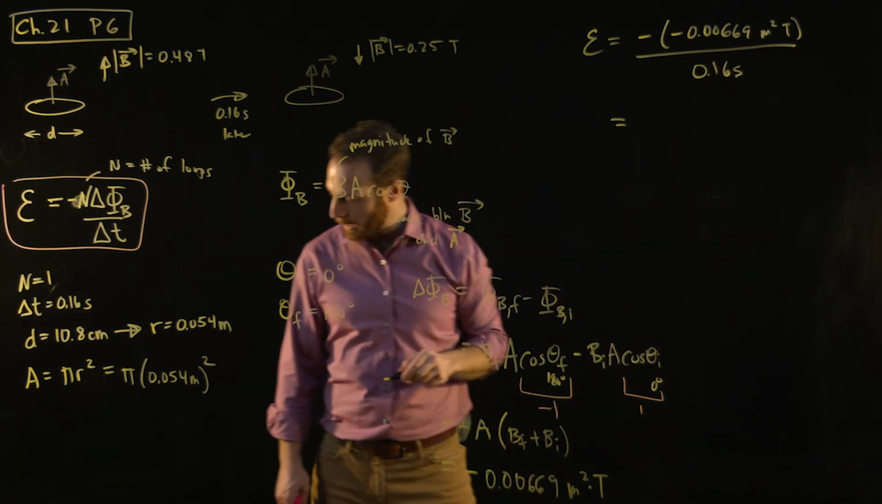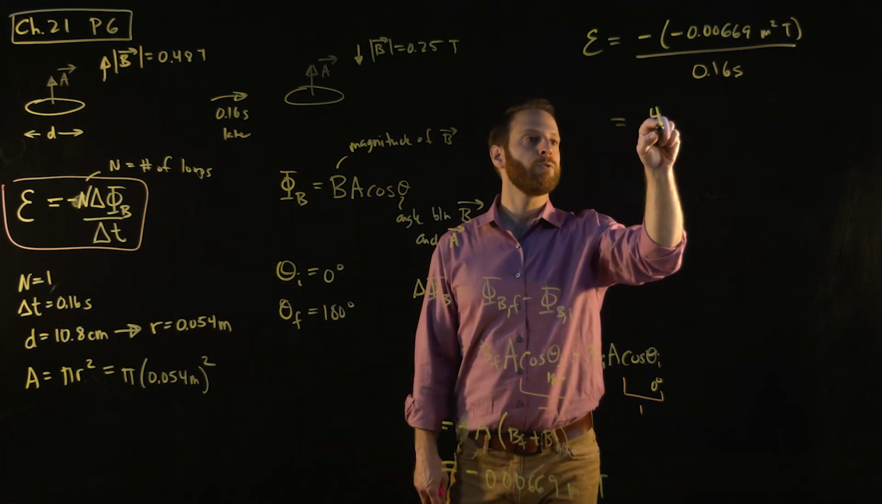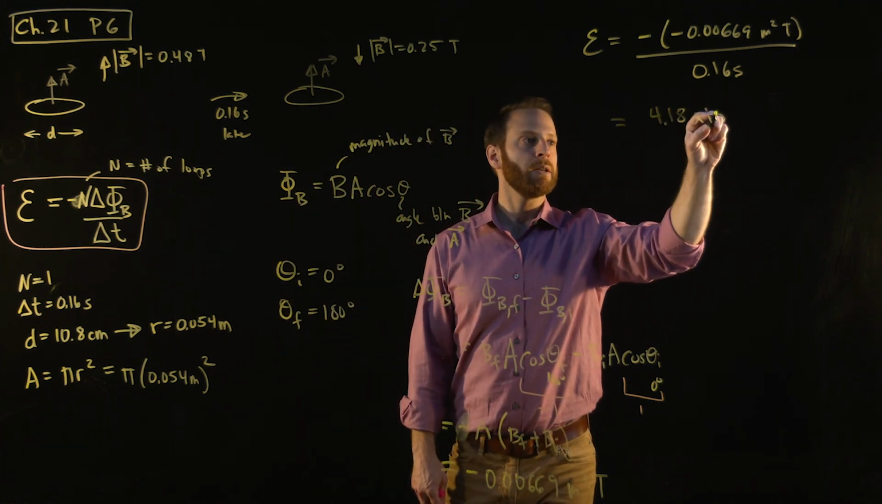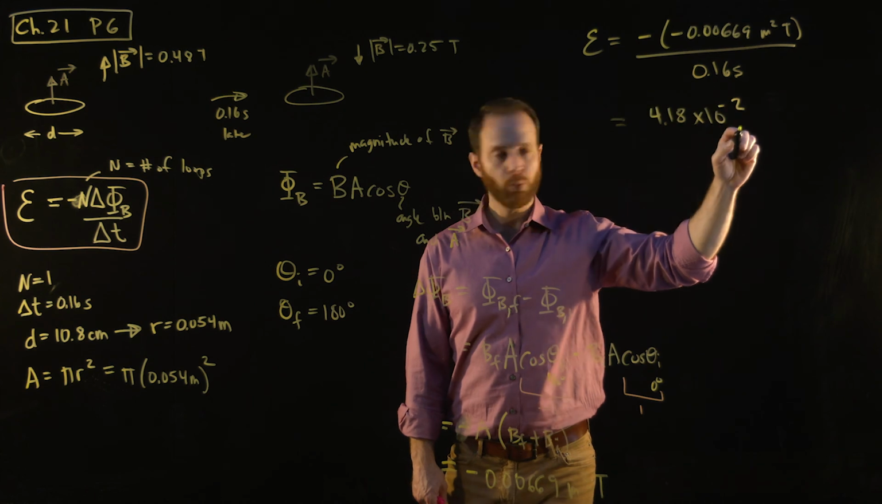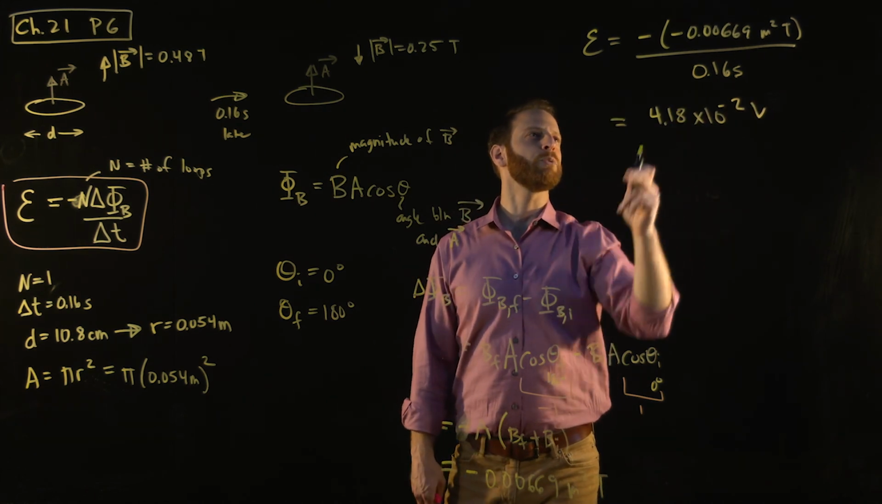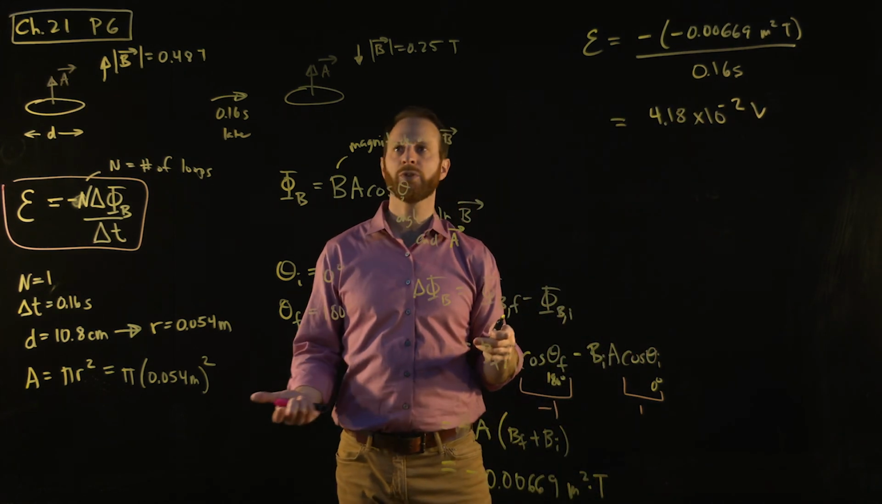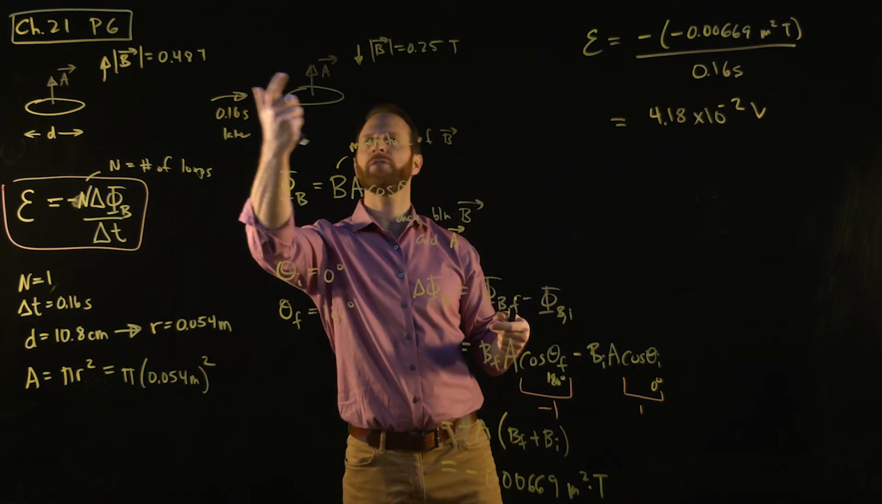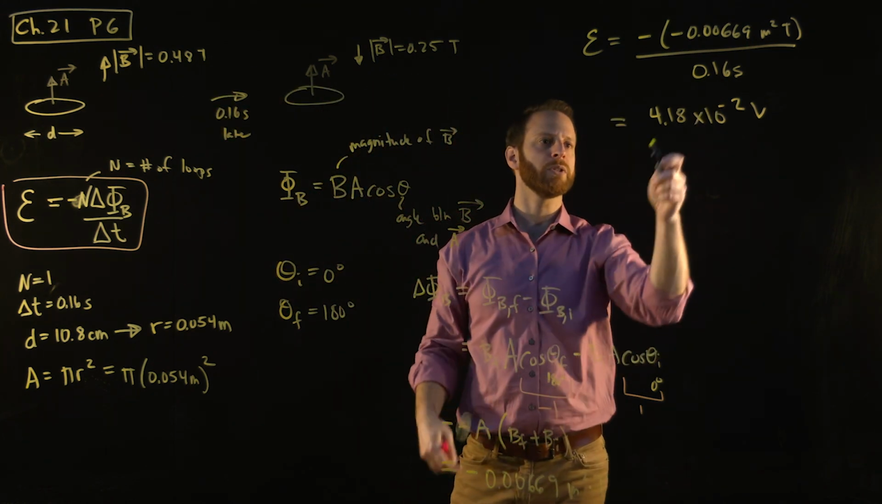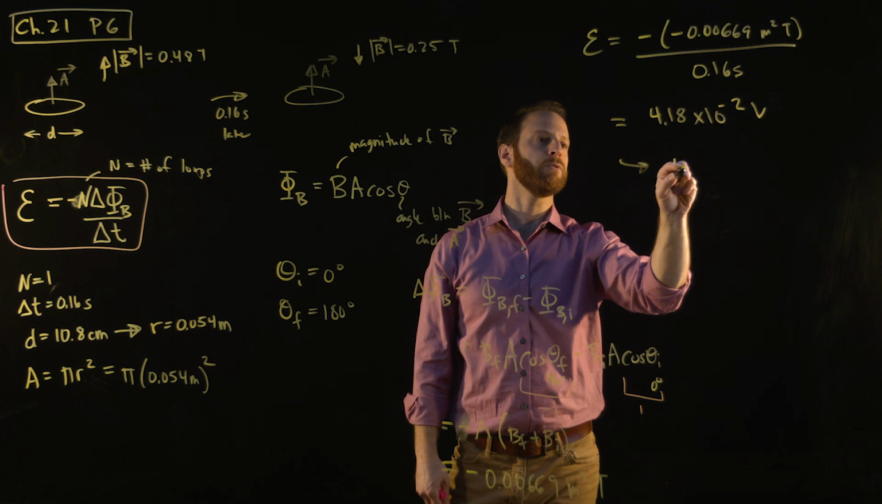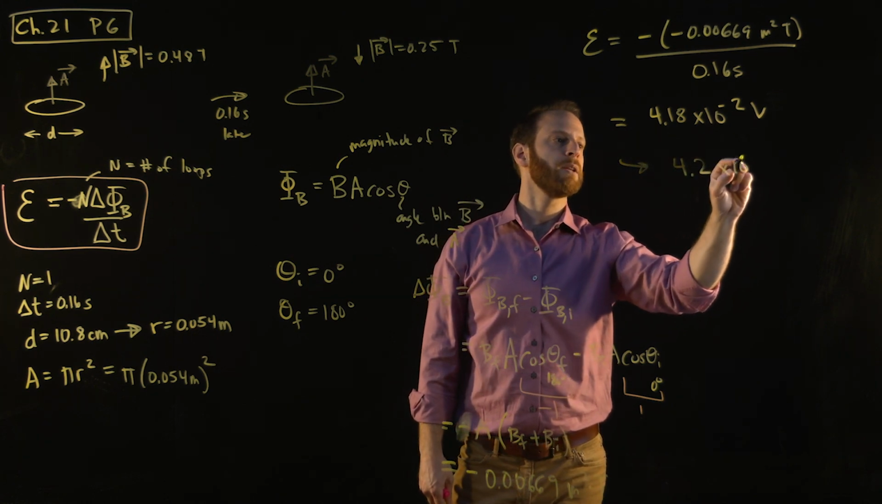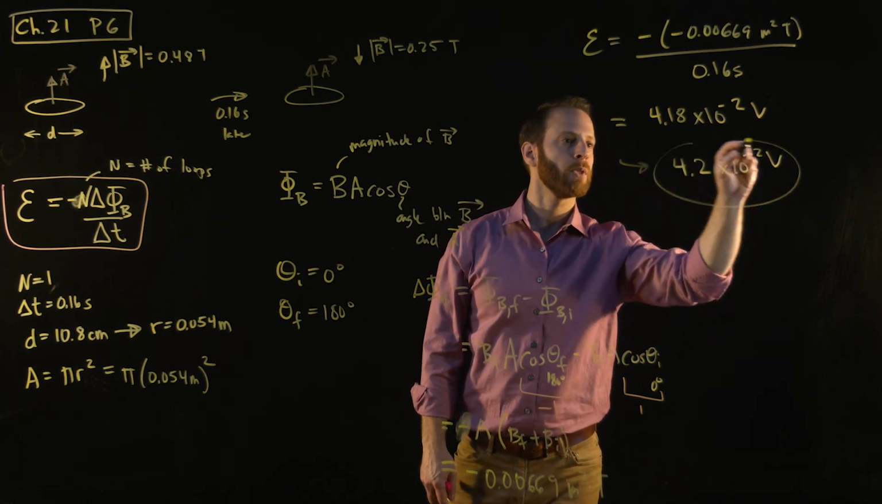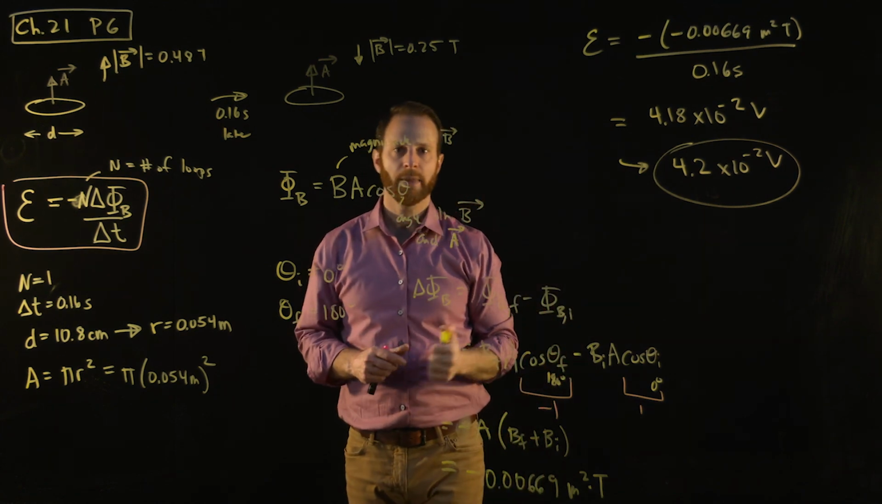Those minus signs cancel, and what we end up with is 4.18 times 10 to the minus 2 volts, and this is 3 sig figs. We should really only take this to 2 sig figs. We're limited, if you like. The magnetic field strengths are given to 2 sig figs, so is the time, and so this should get rounded up to 4.2 times 10 to the minus 2 volts for your EMF. And that is the final answer.